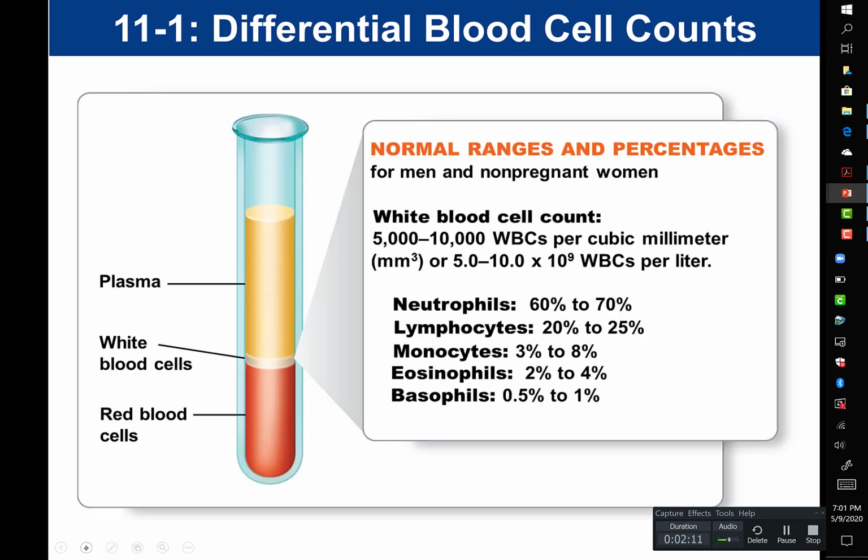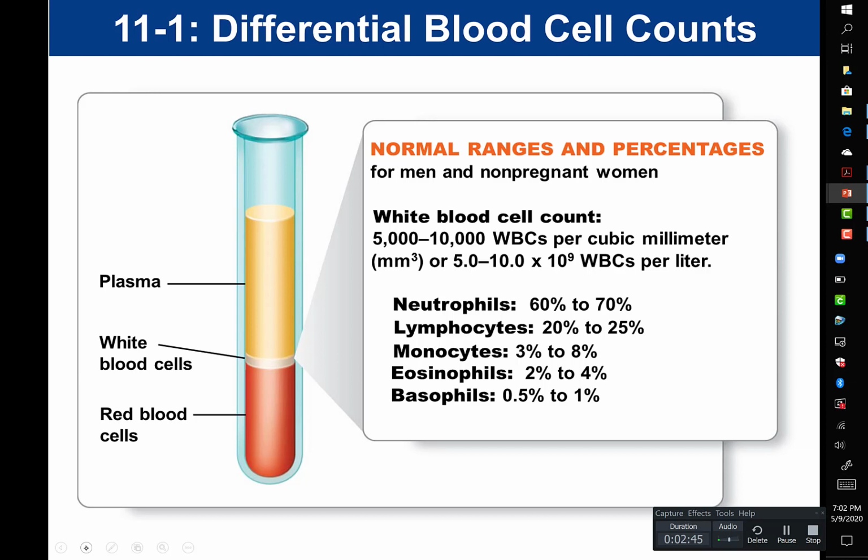So what you're looking at is a normal range and percentage for men and non-pregnant women. Now, what you want to realize is this is a rough guideline of what the percentages should look like. But what you really need to realize is that this is variable. Some books are going to list neutrophils as being 60 to 75%. Others might list it as being 55 to 65%. So there is quite a bit of variability that can happen with this. And so just be aware of that.